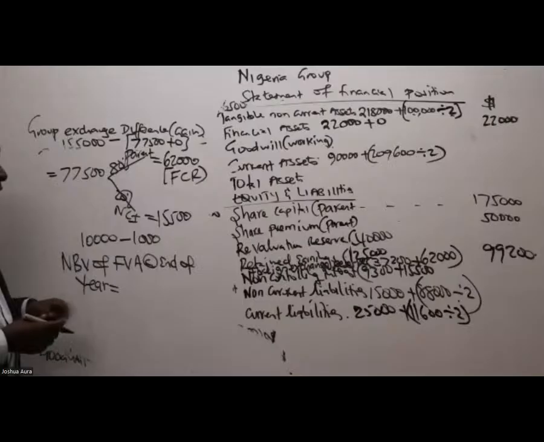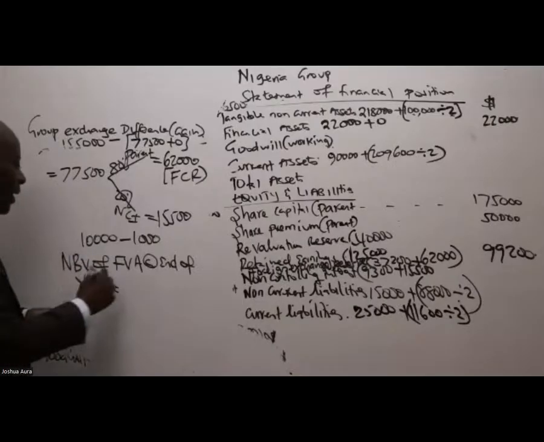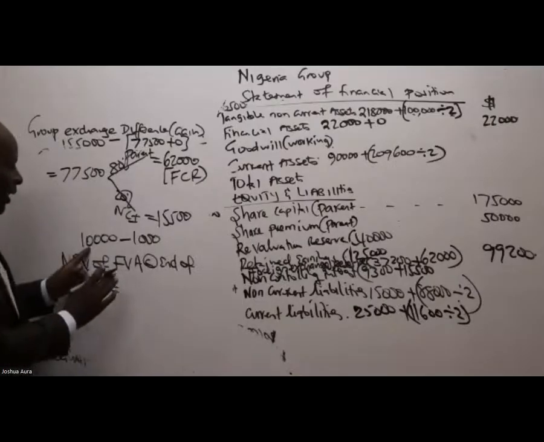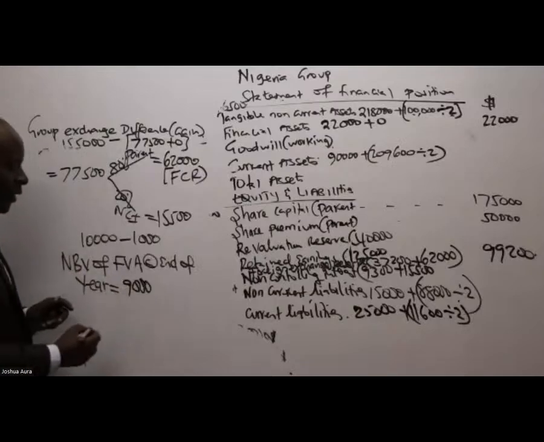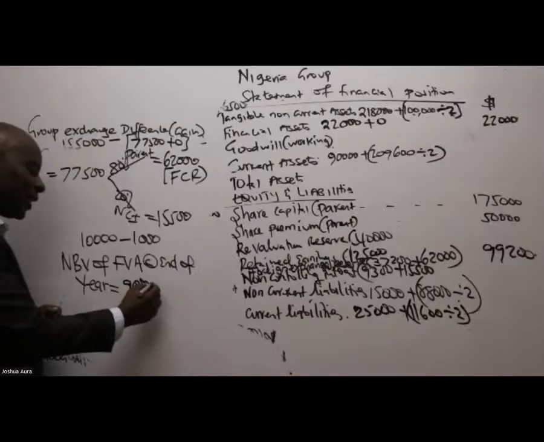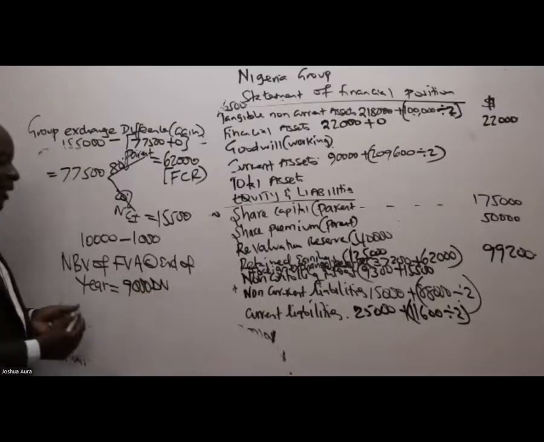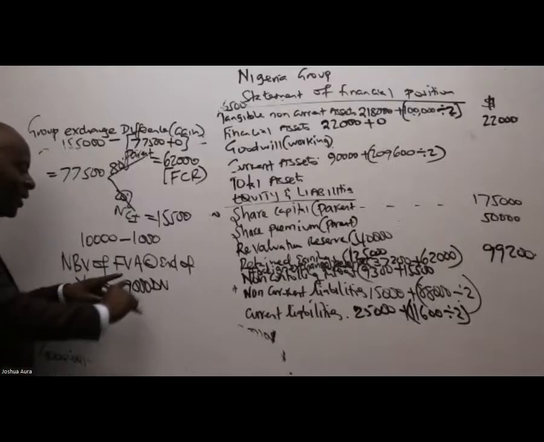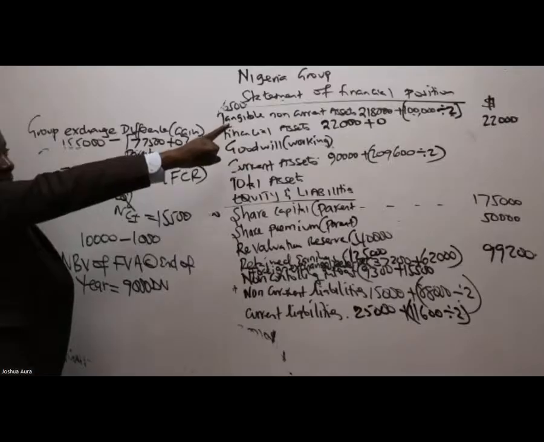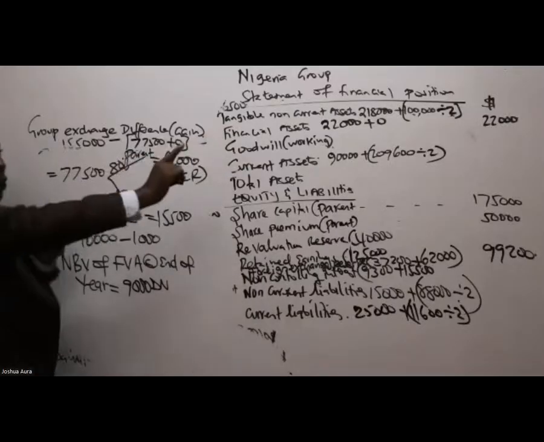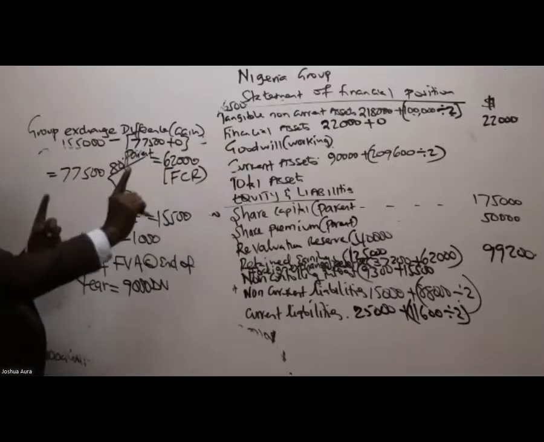This will be 10,000 minus 1,000, which gives me how much here? Somebody, 9,000, like that. Which is DN 9,000. And I would want, ladies and gentlemen, this fair value adjustment, I want to bring it and incorporate it up here in the PPE. It's an increase in my PPE value.